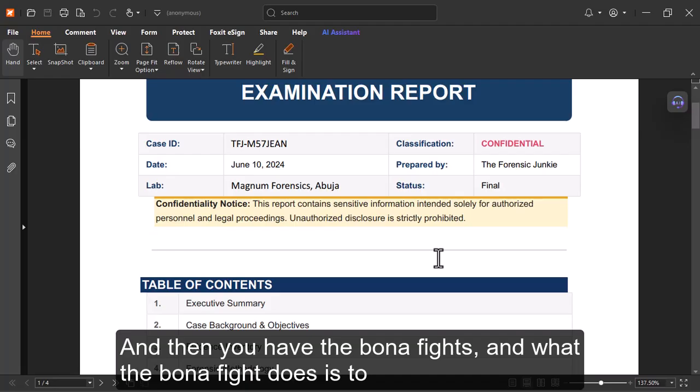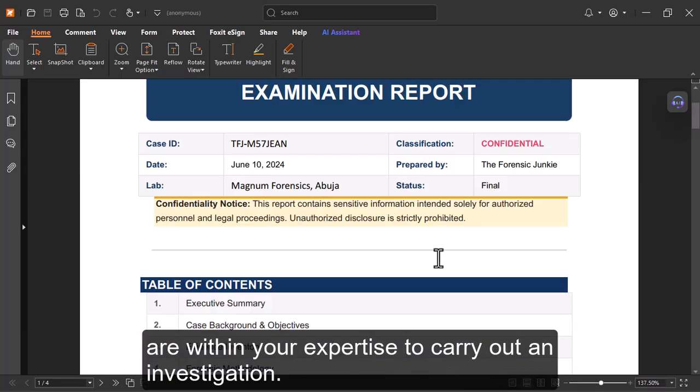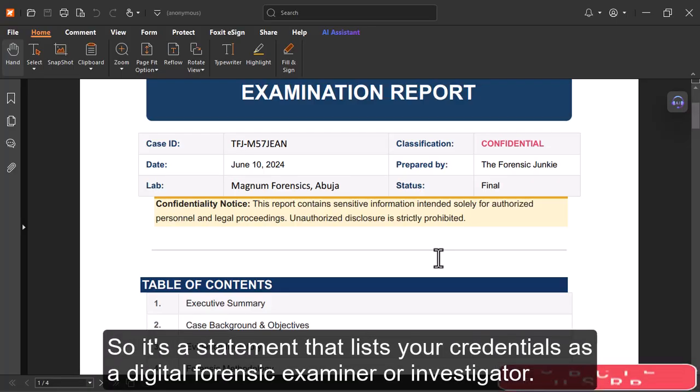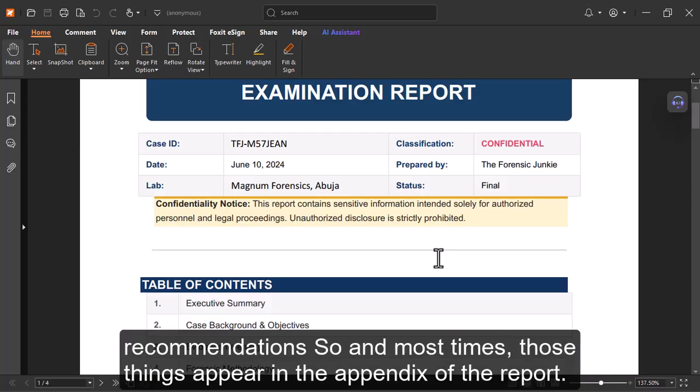And then you have the bona fides. What the bona fide does is to enforce or state that yes, you are within your expertise to carry out an investigation. So it's a statement that lists your credentials as a digital forensic examiner or investigator. So maybe a reference to your CV and maybe even past recommendations. Most times those things appear in the appendix of the report.